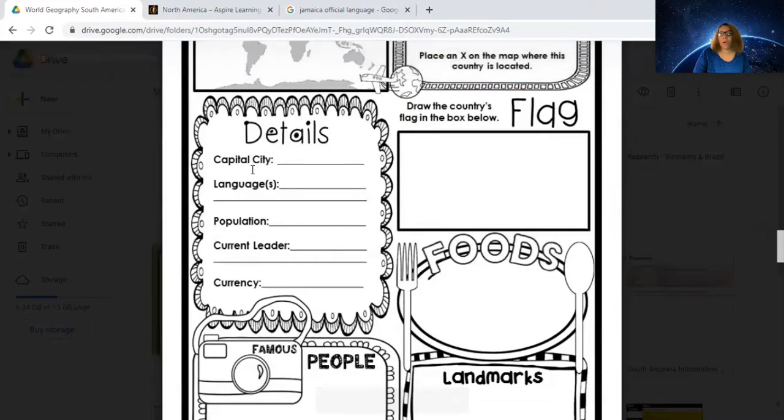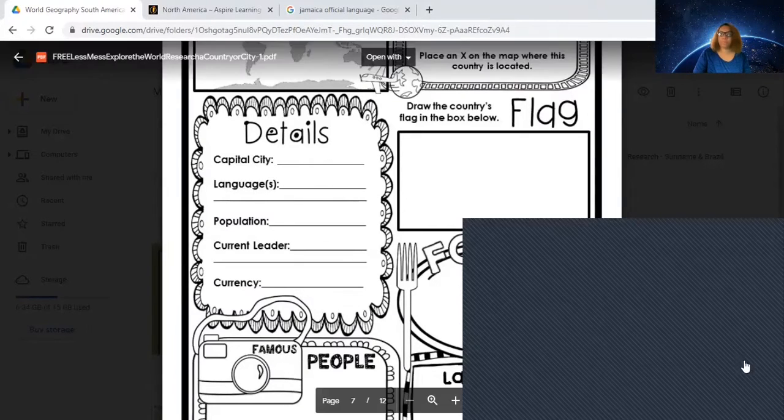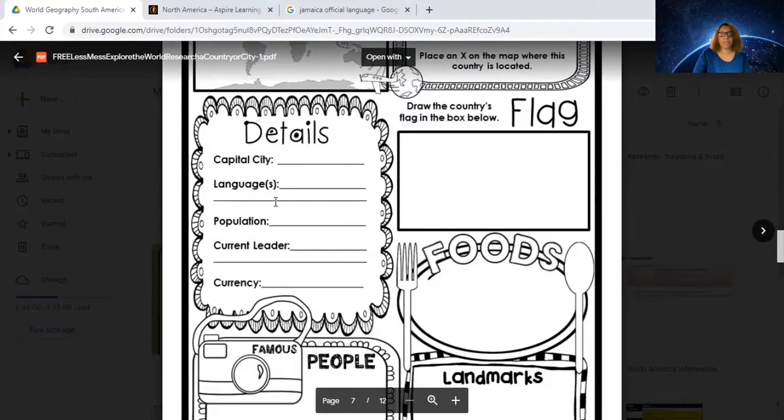So I did capital city, then language. So you could put the official language. For instance, here was English, official English. And then I'll put, but widely spoken or most commonly spoken, whatever you want to put, is Jamaican patois. Oh, this thing keeps coming up, see?